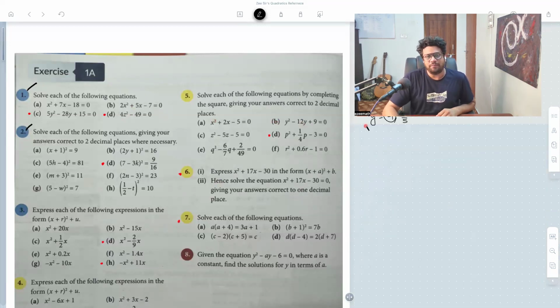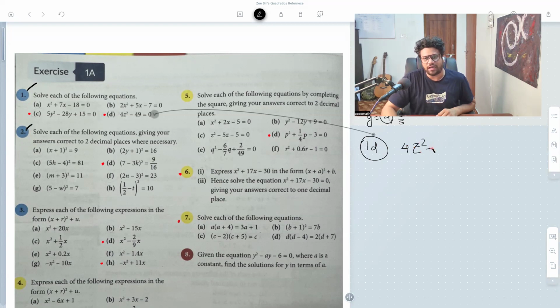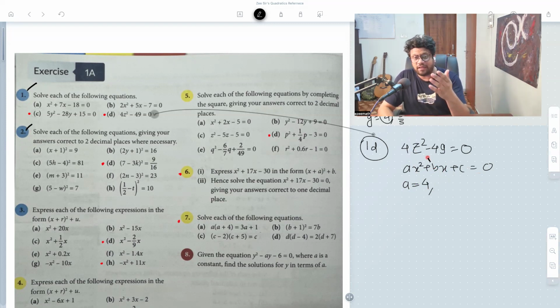If you are looking at one part D, it's 4z square minus 49 equals 0. Now, if you want to use the quadratic formula for this one, not a bad idea. We can compare this with ax square plus bx plus c equal to 0. A here is the term that is with z square, that's 4. B is supposed to be the term with z, but there is no such term here. So b is 0 in this case, and c is negative 49. And now you can use the quadratic formula.